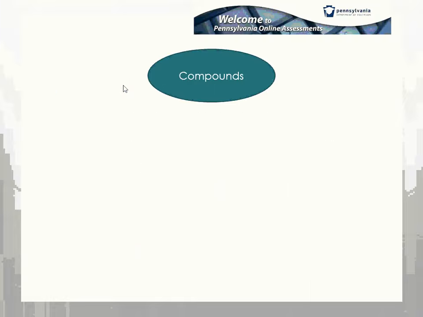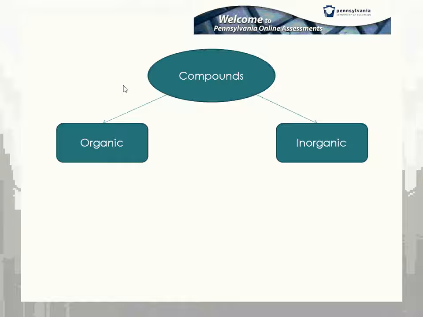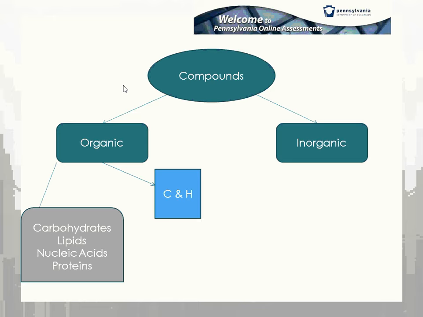Start off with, we have different compounds in biology, and we're going to break them into 2 groupings. We have organic compounds and we have inorganic compounds. Our organic compounds are those compounds that contain both carbon and hydrogen in them. We are going to focus mainly on 4 different categories of organic compounds. Those will be our carbohydrates, our lipids, our nucleic acids, and proteins.